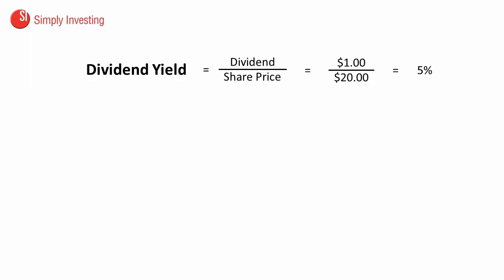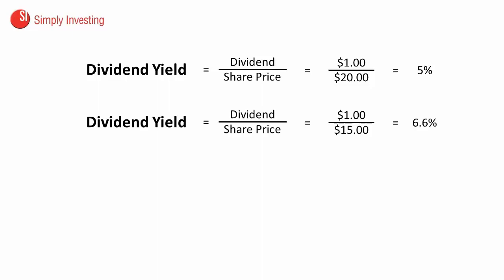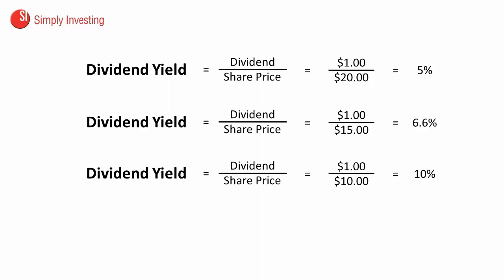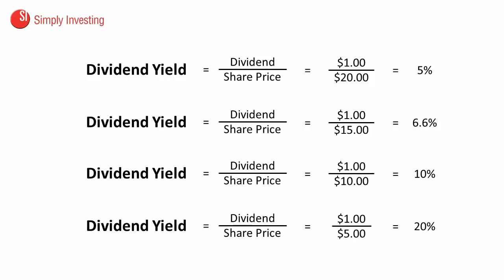Now, what happens if the share price starts to drop? So let's say we go from $20 a share to $15 a share. Or let's say we go even further down to $10 a share. Or if the share price drops to $5. So you can see that as the share price continues to go down, the dividend yield continues to go up.